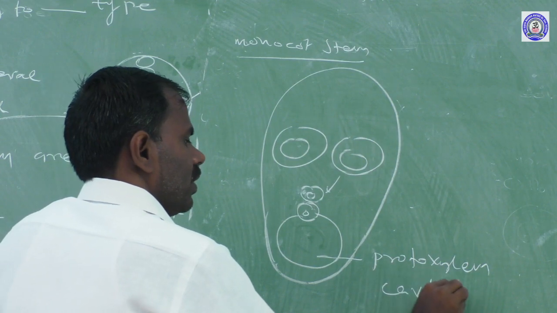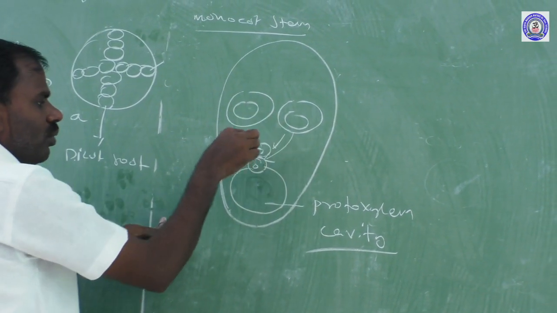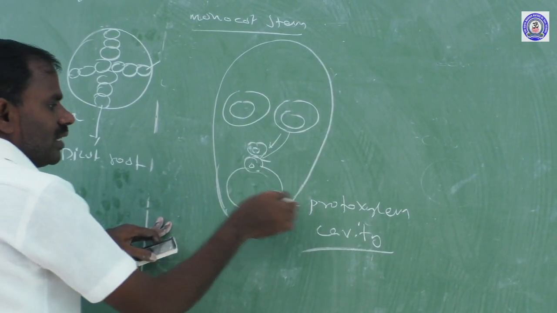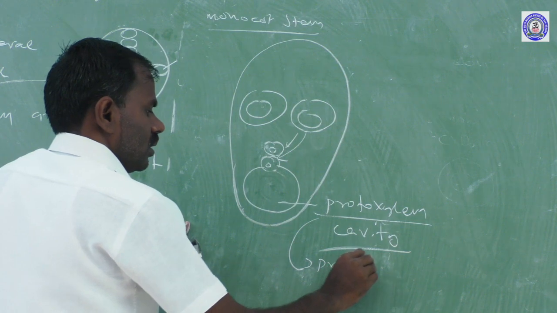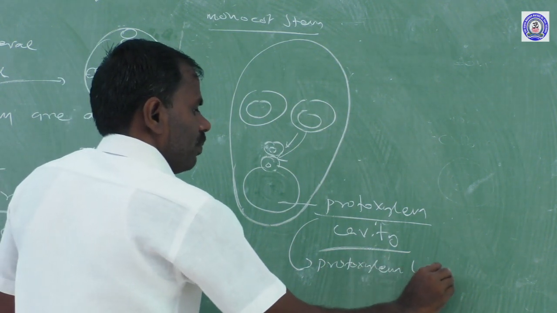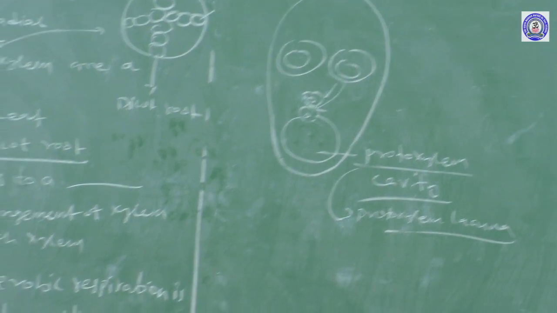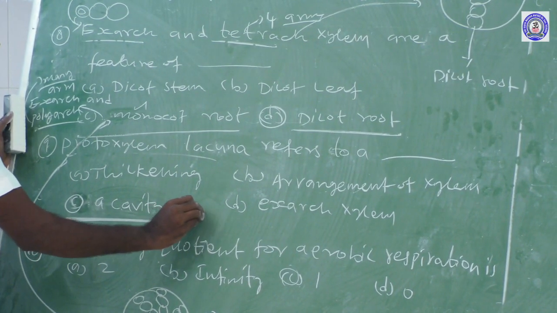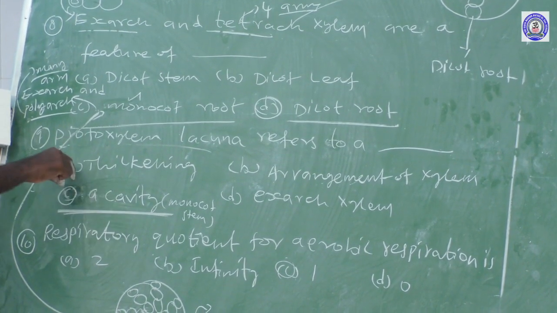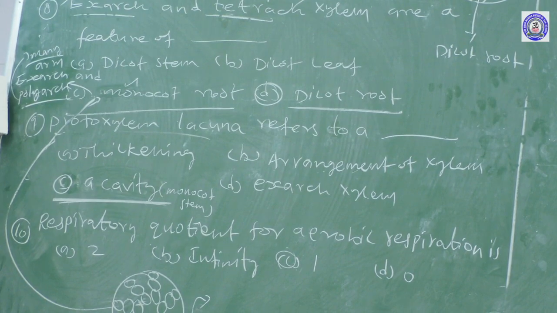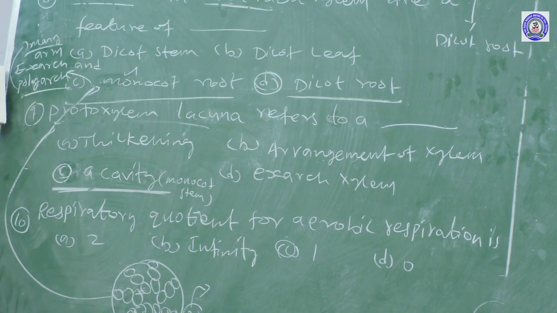Protoxylem cavities are formed when the protoxylem is destroyed by the metaxylem, with the formation of a central cavity. This cavity is called the protoxylem cavity. These protoxylem cavities are also called protoxylem lacunae. Protoxylem lacunae refer to these cavities. These cavities are present only in monocot stems.